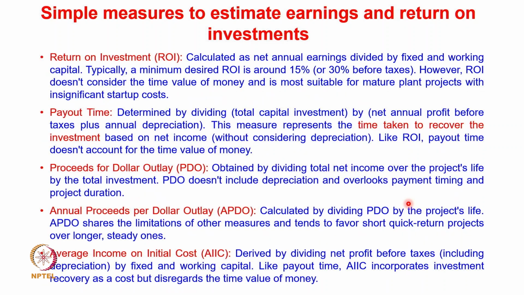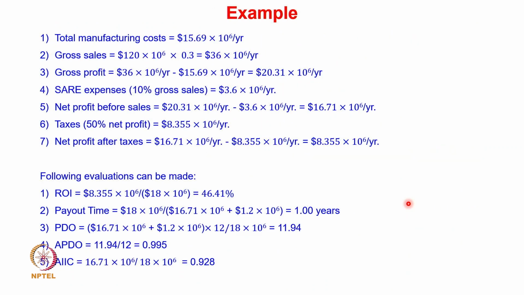So if we take the share expenses as around 10% of the gross sales, then 10% of this 36 into 10 raised to power 6 per year becomes 3.6 into 10 raised to power 6 dollars per year. I can subtract that from the gross profit and that gives us the net profit before the sales. So net profit before the sales comes around 16.71 into 10 raised to power 6 per year.